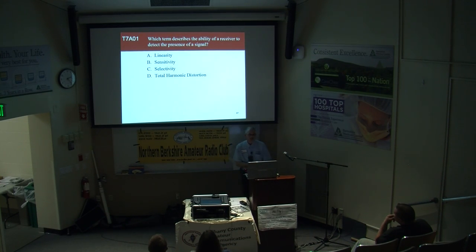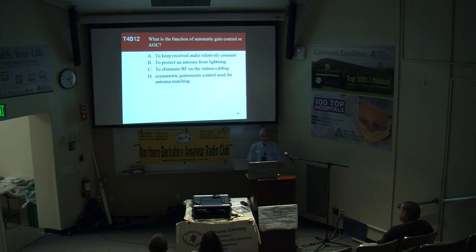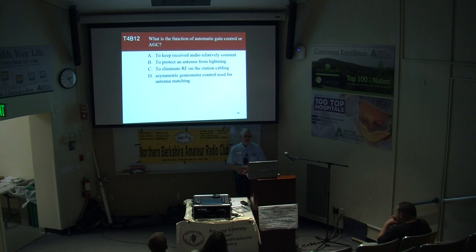Which term describes the ability to receive or detect the presence of a signal? Sensitivity. Which of the following is used to convert a radio signal from one frequency to another? B. B. Which term describes the ability of a receiver to discriminate between multiple signals? So one is selectivity. What is the function of an automatic gain control, or AGC?